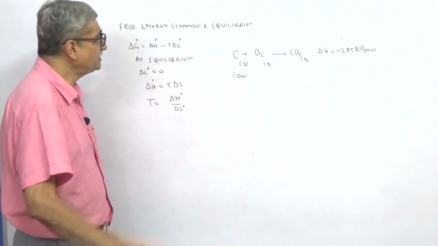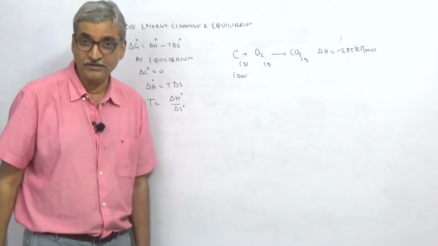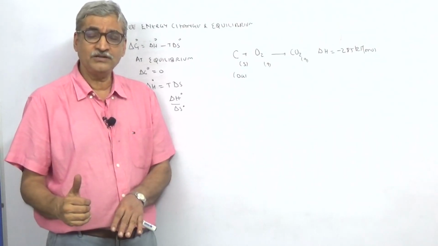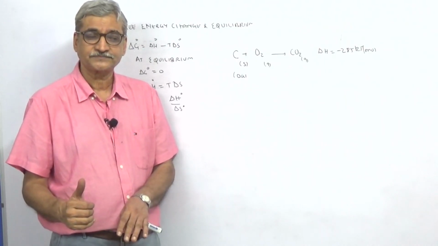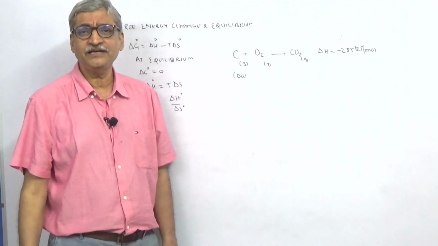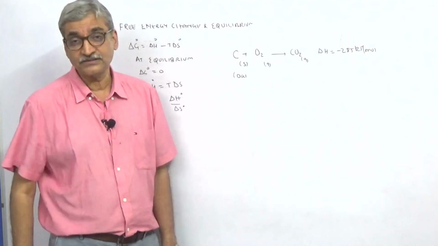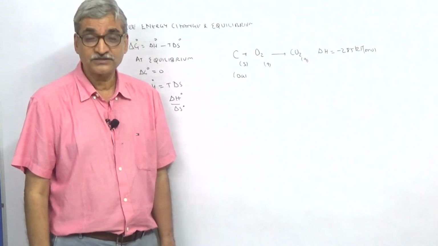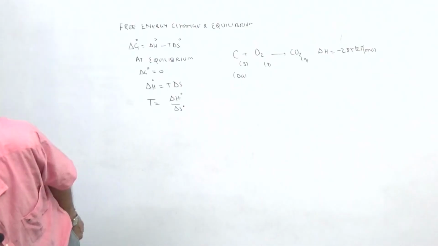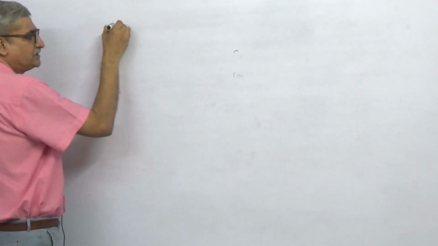Is this clear? So this is the connection of free energy change and equilibrium. Below the equilibrium temperature, it will be non-spontaneous. Above the equilibrium temperature, it will be spontaneous. So it's not that once you say a reaction is non-spontaneous, the story is over. It will depend on the temperature. Is this point clear?